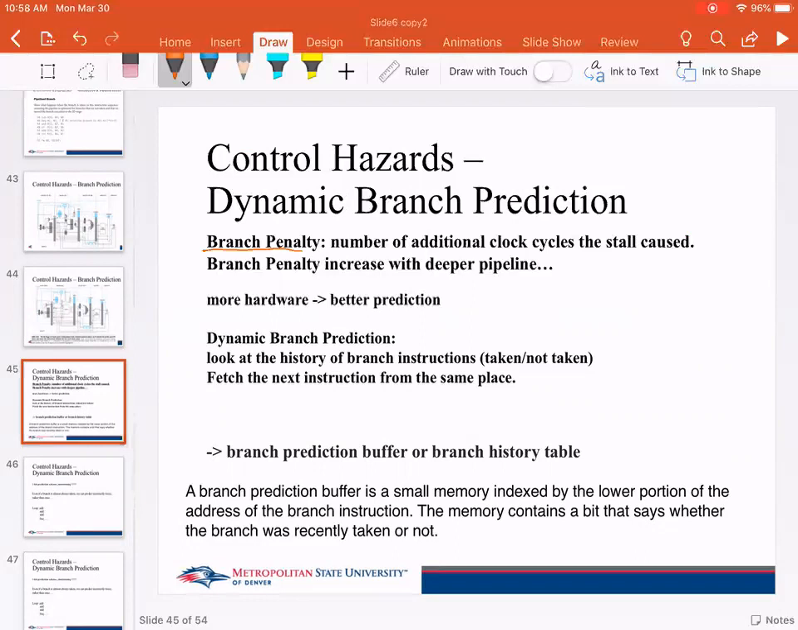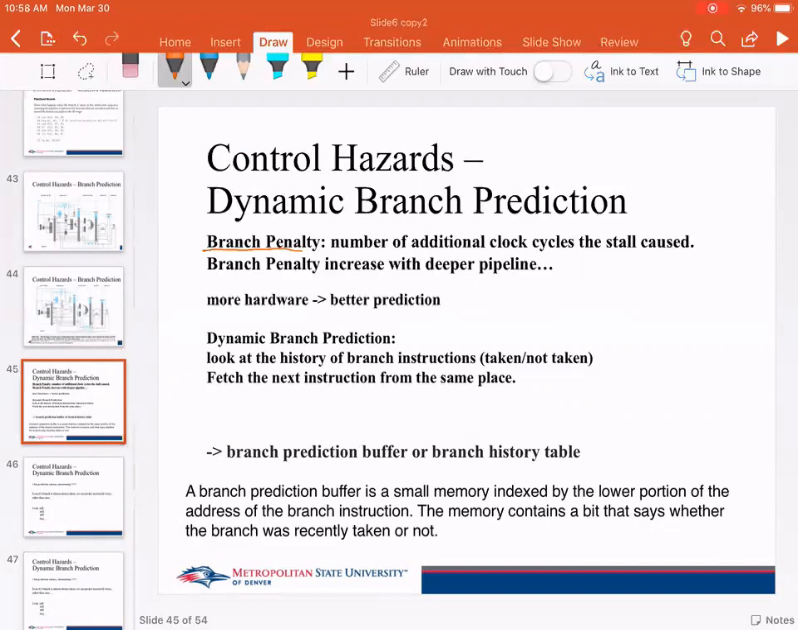Remember that you do not always pay this penalty. You only pay this penalty when your prediction is wrong. So it really depends on how good your prediction is. If we always predict the correct thing, then even if the branch penalty equals 100 clock cycles, I don't really care, because I will only pay that with a really low probability.